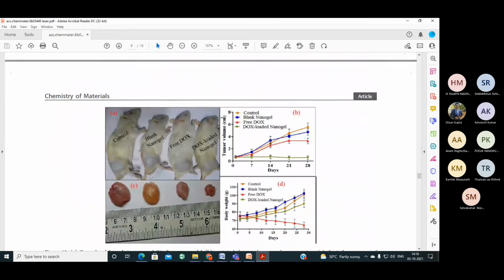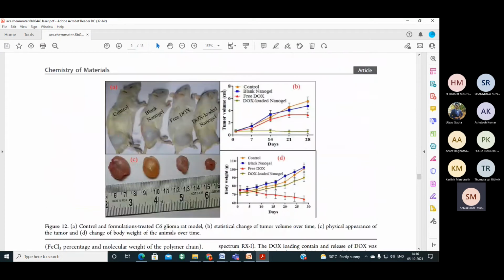Okay. And this was the mice they used. This was the tumor-induced mice, and then this was blank nanogel, and this is dox-loaded one. Okay, once you load the drug-loaded sample, you can see the tumor sizes getting reduced. Actually, that means the cancer cells are getting died. Okay.